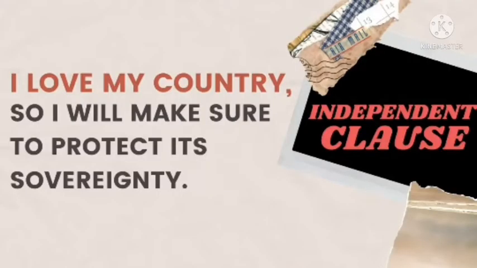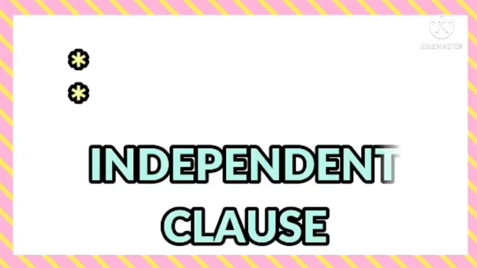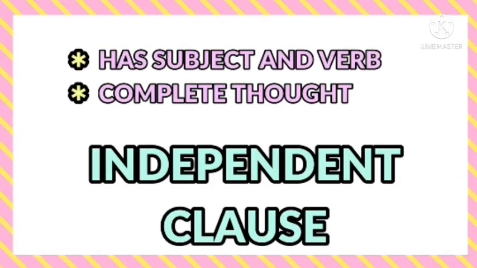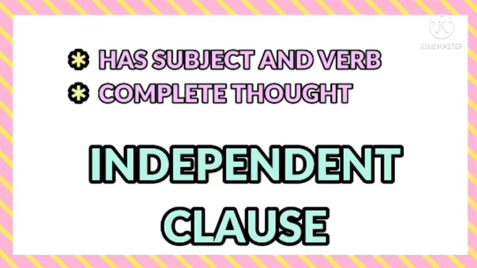Another is, I love my country, so I will make sure to protect its sovereignty. This sentence also is divided into two. The first one is I love my country, and the second one is so I will make sure to protect its sovereignty. Let us analyze the first part. The subject here is I, and the verb is love. This also has a complete thought and can stand alone. So, this is an independent clause.